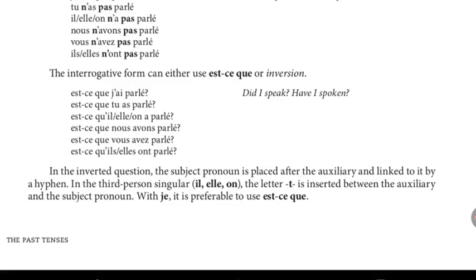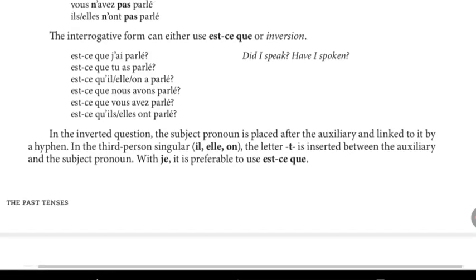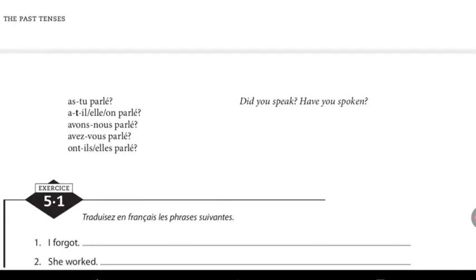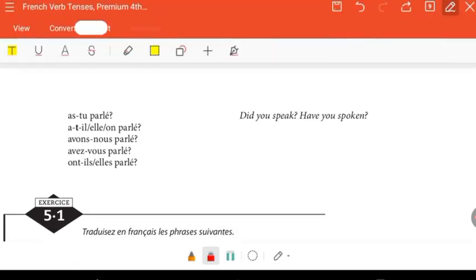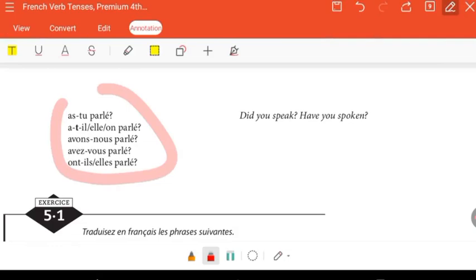We have for interrogation, est-ce que j'ai parlé? You just put the est-ce que in front of it, it becomes a question. For inversion, that's where the trick is when you're doing inversion. For the inversion, you bring the auxiliary first before the subject pronoun, and then you now add a past participle. And so you have something like as-tu parlé? Look at this list there.